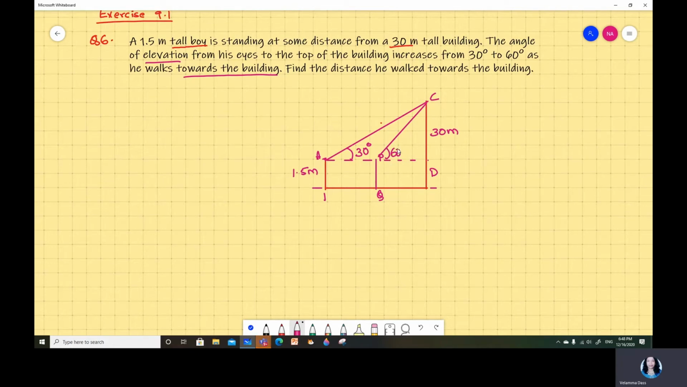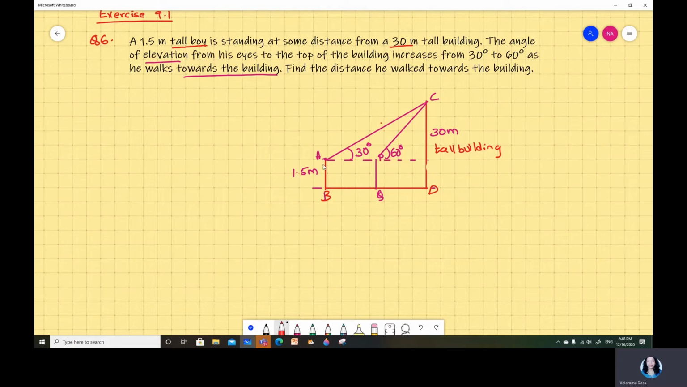So let's understand the sum once again. I'll just rewrite it. So this is, students, A, B and C. Let's understand the figure, whether we have done it correctly or not. A 1.5 tall boy, so this AB is a 1.5 tall boy, is standing at some distance from a 30 meter tall building. CD represents the tall building. AB represents the boy, so we have written 1.5.